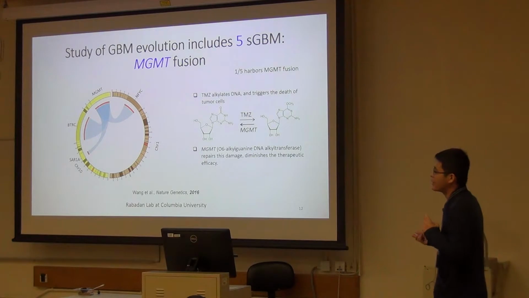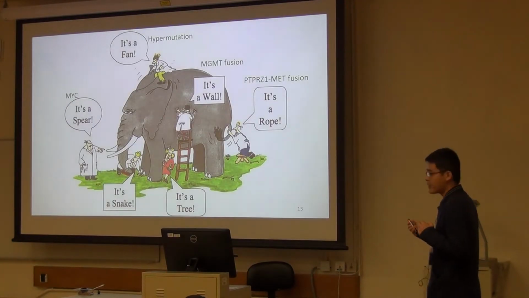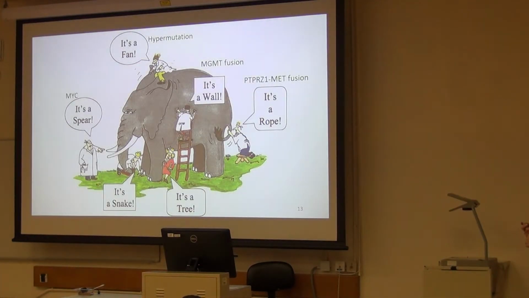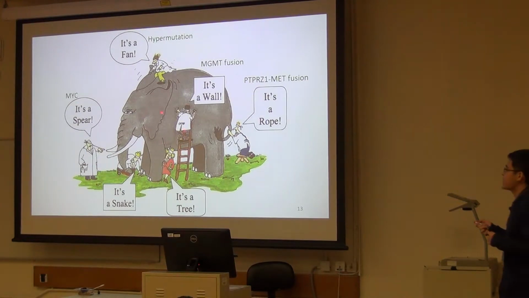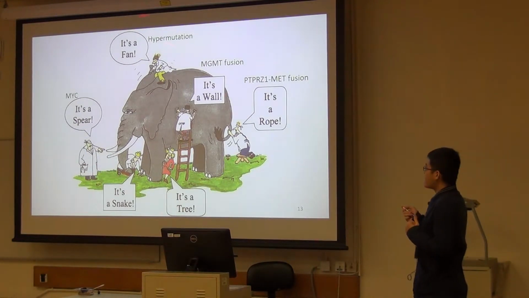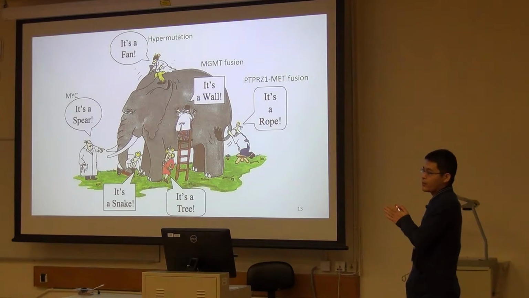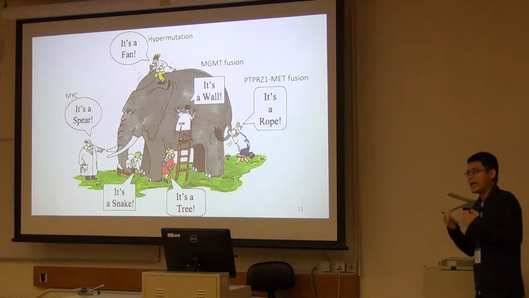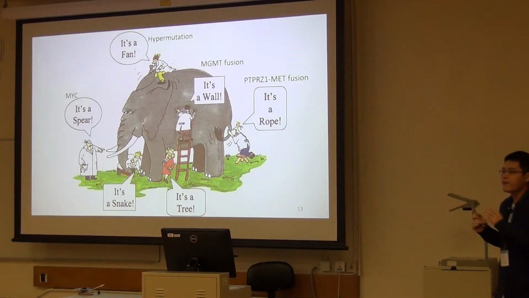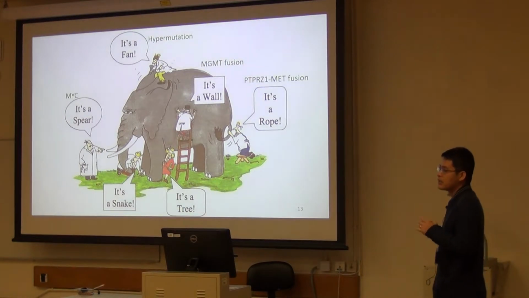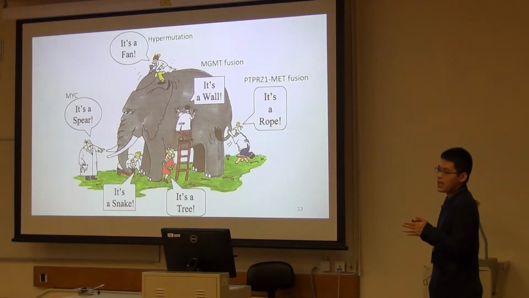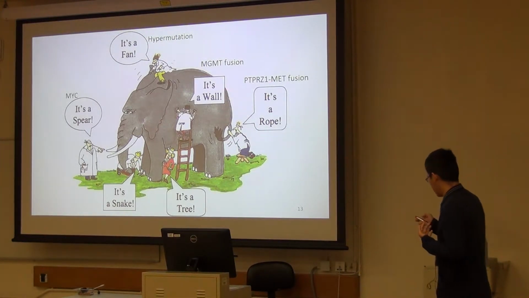So far, you have heard 4 different stories. This is a famous cartoon showing that every study has a different view because they are studying only around 10 or 20 patients. They find totally different mechanisms leading to the evolution of GBM from low-grade glioma to high-grade glioma. So how can we know the whole picture?